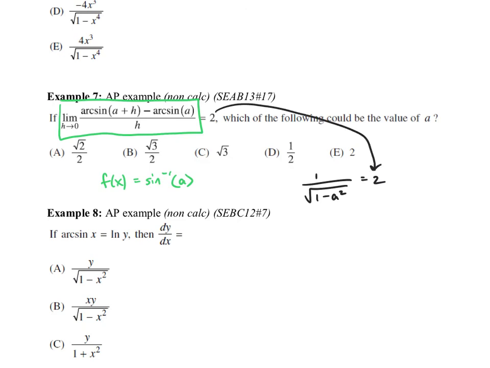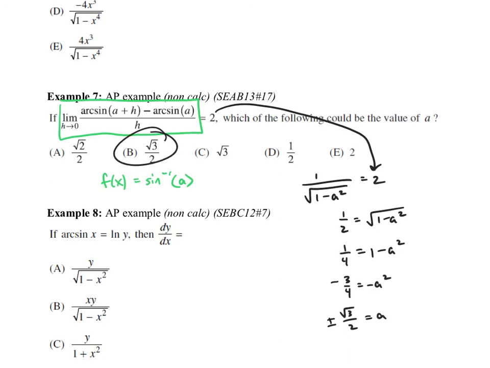So our goal here is just to simply solve this. So we have 1/2 equal to the square root of 1 minus a squared. We'll square both sides. Looks like we're going to get a couple answers for this, but it's asking for which of the following could be a. So we have -3/4 equal to -a squared. That gives us the square root of 3 over 2, and we could have the positive or negative version of that. However, it looks as though they only give us one of those options, which is option B.